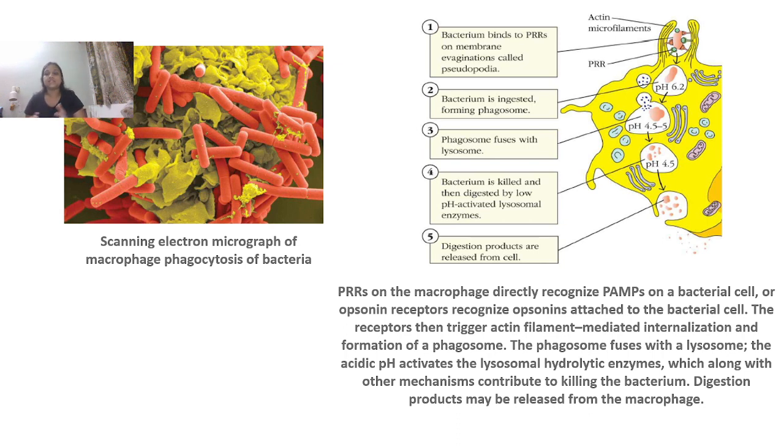So this is the process by which phagocytosis takes place. First, it will form a pseudopodia. It will internalize the microbe, then it will digest the microbe, and then the digested products will be released from the cell.